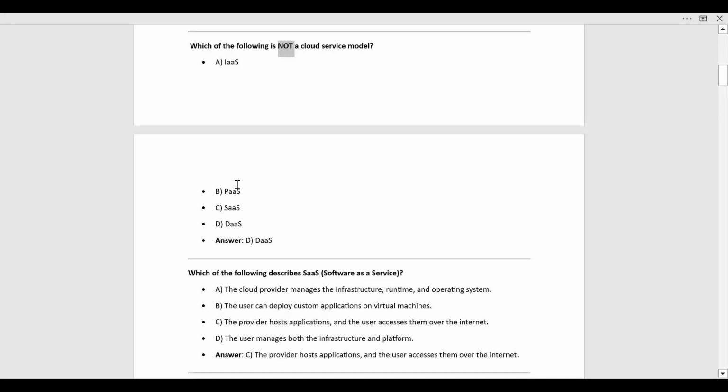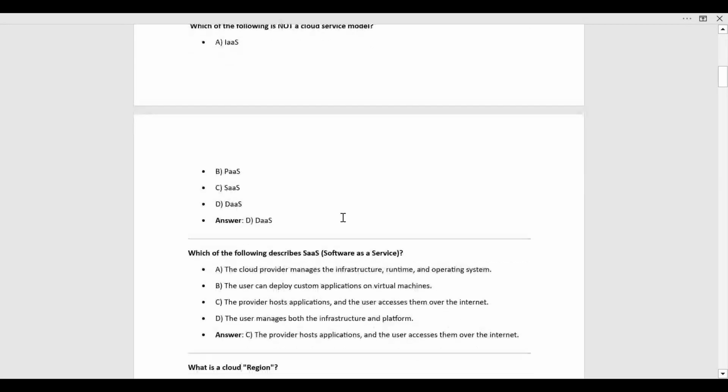Okay, and one more question also. Which of the following describes software as a service? Let's see what options they have given. The cloud provider manages the infrastructure, runtime, and operating system. So they are saying that Azure itself is going to manage infra, runtime, and operating system. The user can deploy custom applications on a virtual machine. That is, a virtual machine, one empty machine, will be provided, and you have to install your application. So that is point number two.